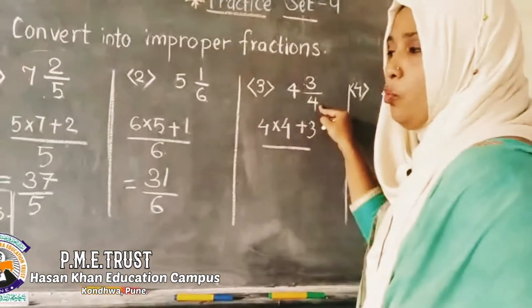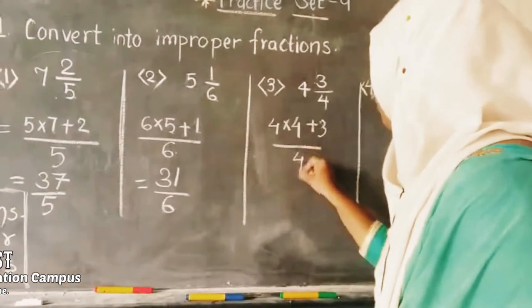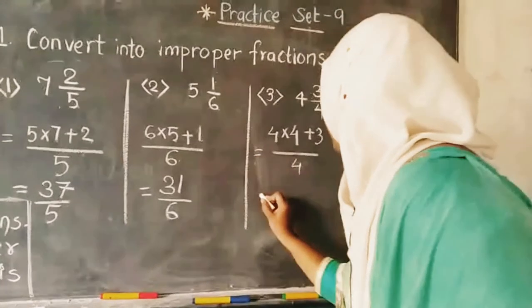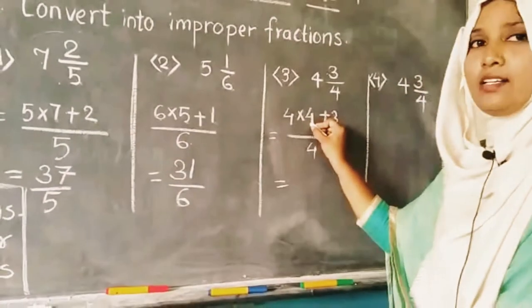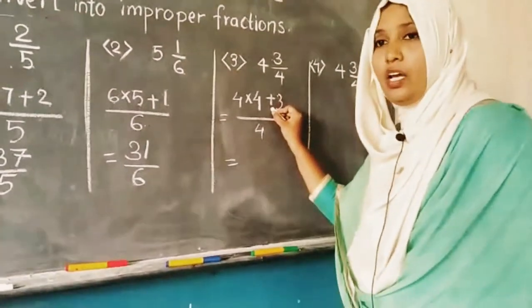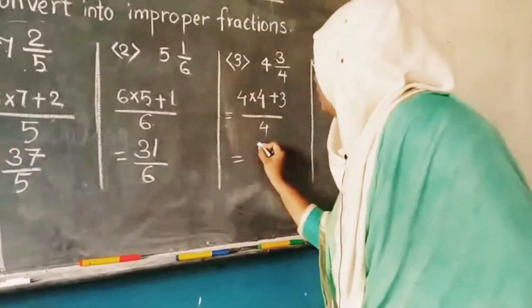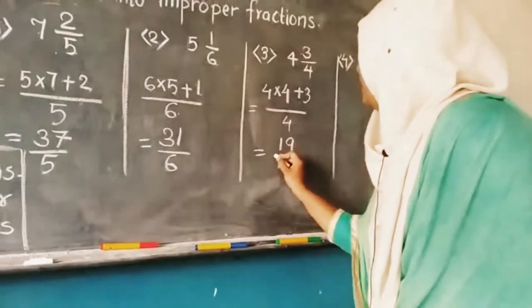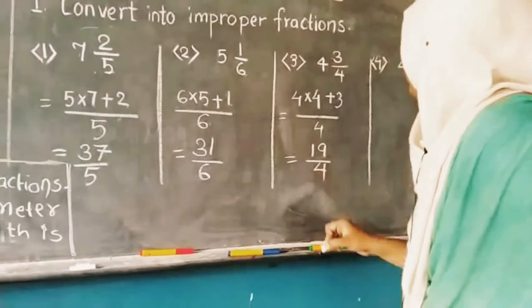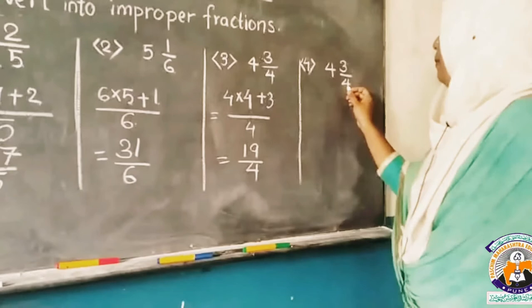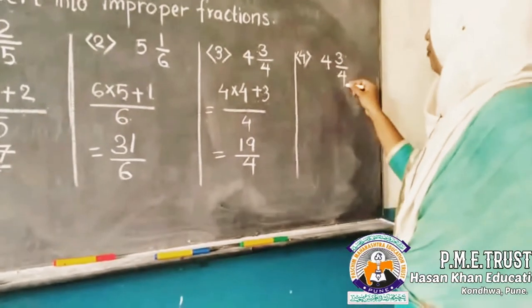Denominator what? 4. Right here 4. Okay students, 4 4s are 16 plus 3, how much? 16, 17, 18, 19. Numerator is 19 by 4. Okay, next example, 4 3 by 4.